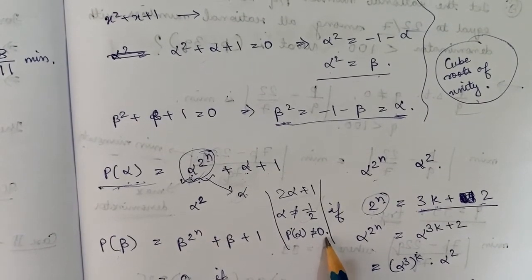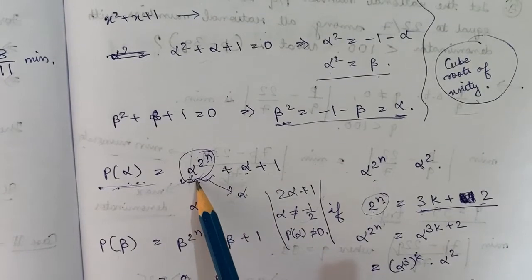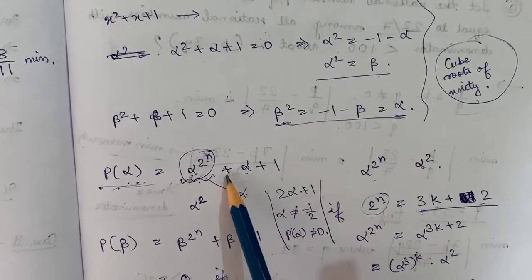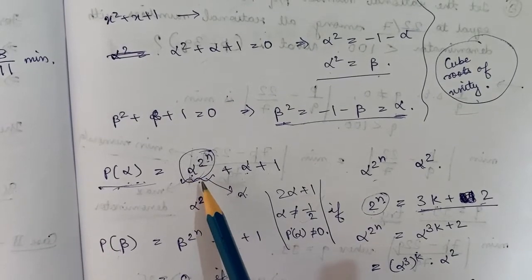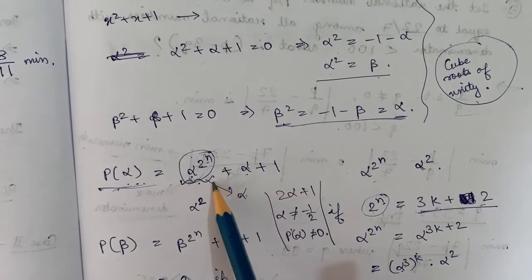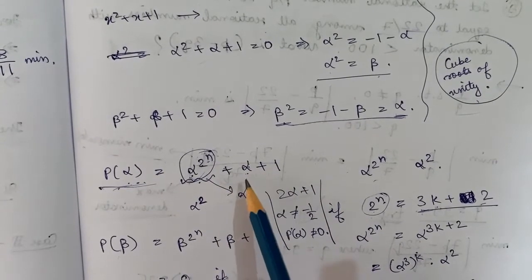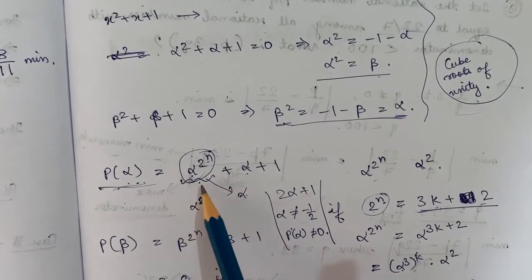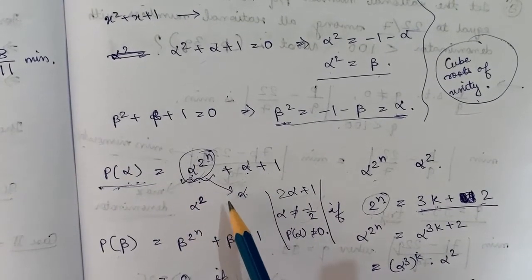Similarly, if we set alpha to the power 2 to the power n equal to 1, then also we will not get a root, we will not get p of alpha equal to 0, because then this will become 2 plus alpha equal to 0, which is alpha equal to minus 2, and if we substitute minus 2 in this equation, again we will not get p of minus 2 equal to 0.